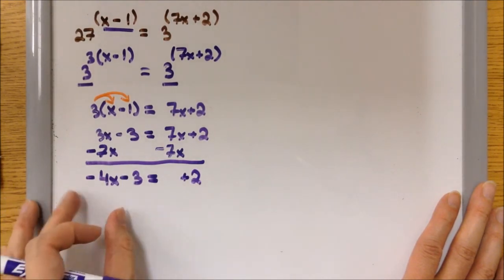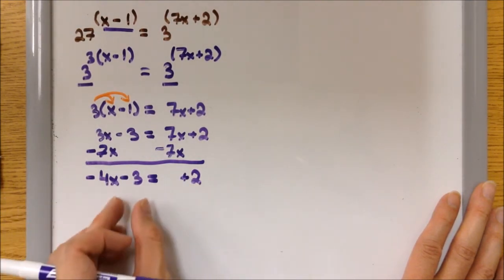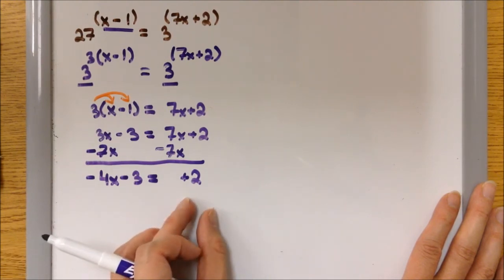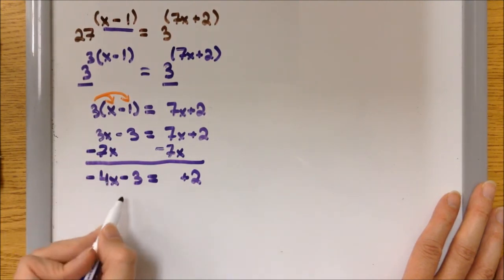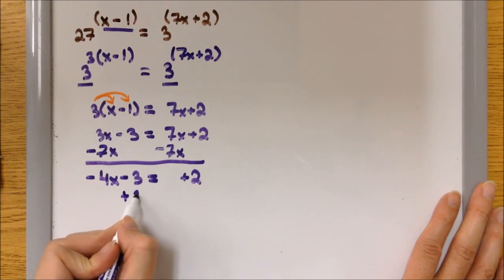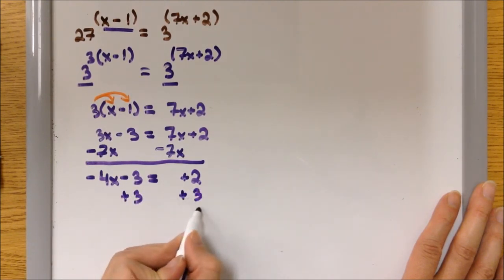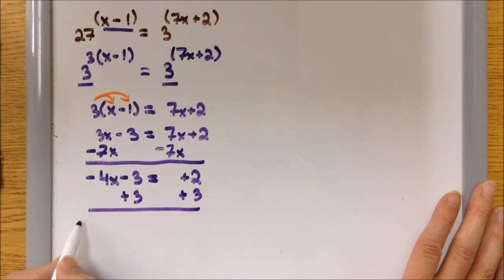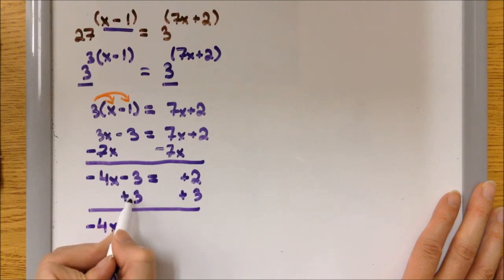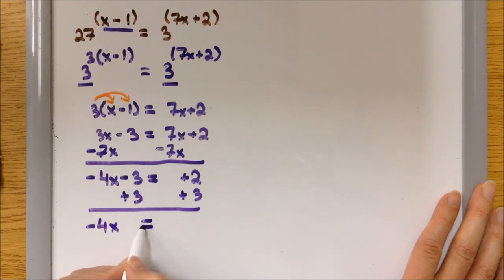Alright, now I've got all my variables on the left side. I'm going to have my numbers on the right side. So I'm going to cancel out the minus 3 with plus 3. Since I did it on the left side, I'm going to do it on the right side. Plus 3. So I'll bring down the negative 4x. Minus 3 plus 3 will cancel out. And then on the right side is 5.